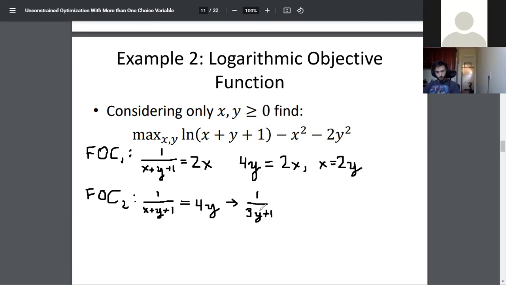Let's see what we got here. 1 over 3y plus 1 equals 4y. Unfortunately, I do think we'll have a quadratic equation here, which just happens when you have something in the denominator and something else in the linear term. Okay. What are we going to get? Let's multiply both sides by 3y plus 1. I get 1 equals 4y times 3y, which is 12y squared, plus 1 times 4y is plus 4y.